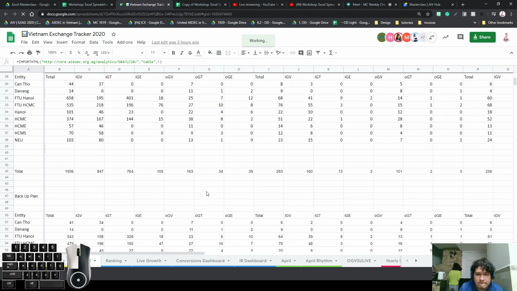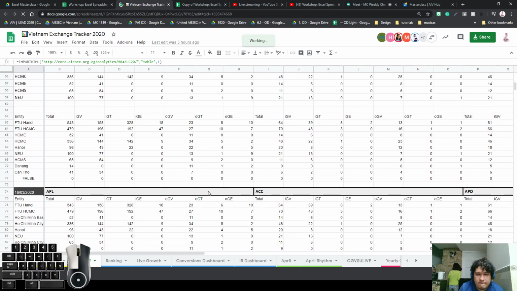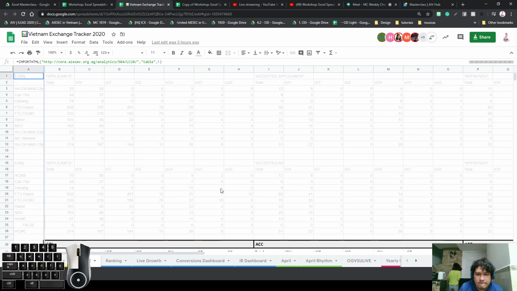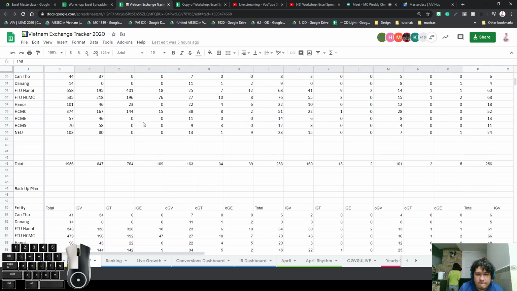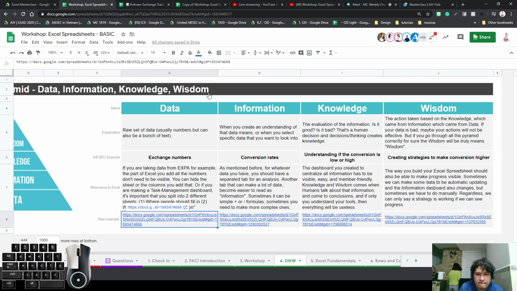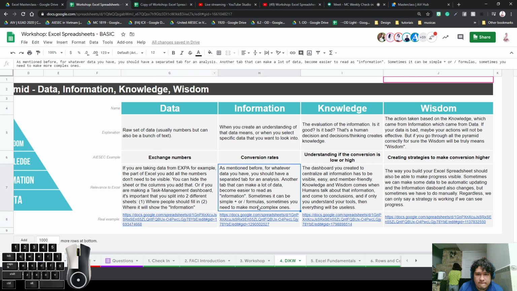As you can see, this is not pretty. This is just numbers. And a lot of people sometimes open this kind of thing and want to make decisions after they see this. But calm down, calm down. Let's look at these numbers and understand what they mean, right? So yeah, that's data, just numbers.